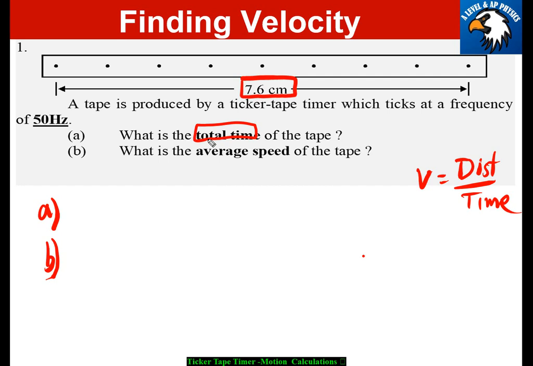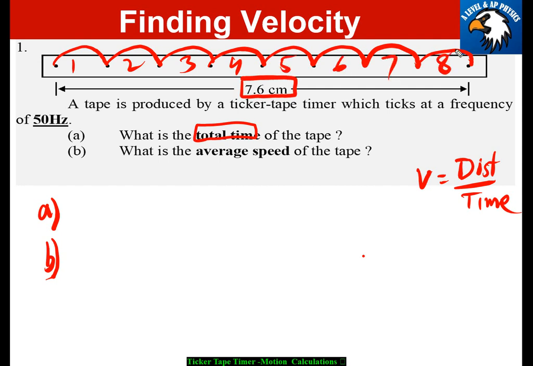So how can we calculate the total time? For total time, we need to count the number of ticks. So we can count the number of ticks here. We have 1, 2, 3, 4, 5, 6, 7, 8 ticks.